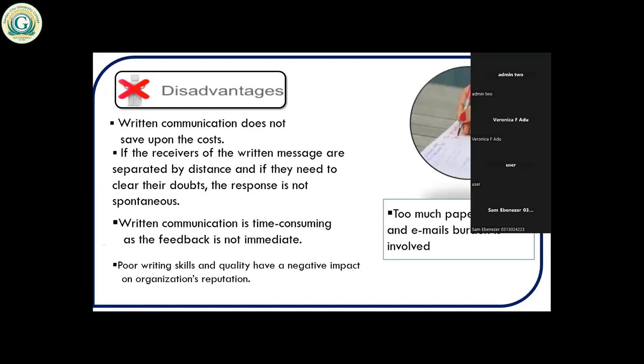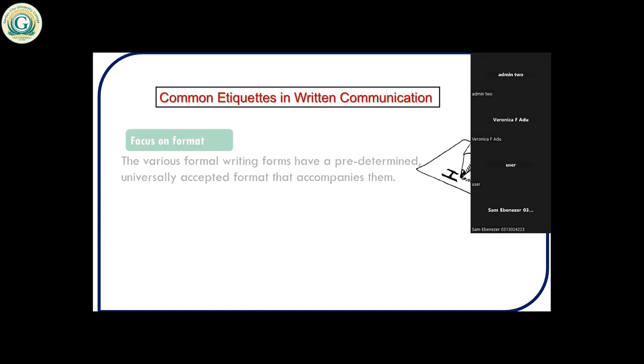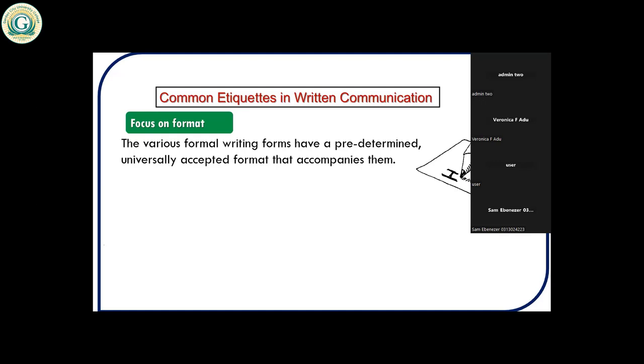Then, written communication with poor skills and quality has a negative impact on organizational reputation. Sometimes in our work environment, we need to have a common etiquette in written communication. You focus on the format. In an organization, this is the format. The various writing forms have a predetermined, universally accepted format that accompanies them. This is what we normally do when we are writing messages.